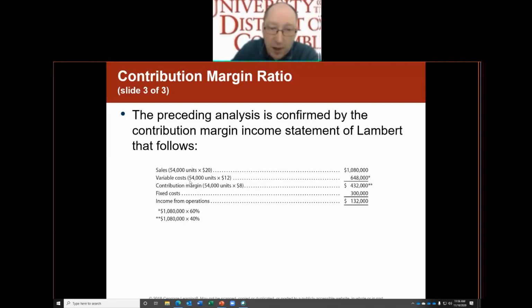Variable cost, 54,000 units times $12, $648,000. That's the updated variable cost per unit. The updated contribution margin: we sold 54,000 units times $8. It's an updated contribution margin of $432,000. Our fixed costs are still 300,000. Remember, fixed costs don't change regardless of the units of output. So you take your 432,000 minus your fixed costs of 300,000 to get to $132,000 of income from operations.